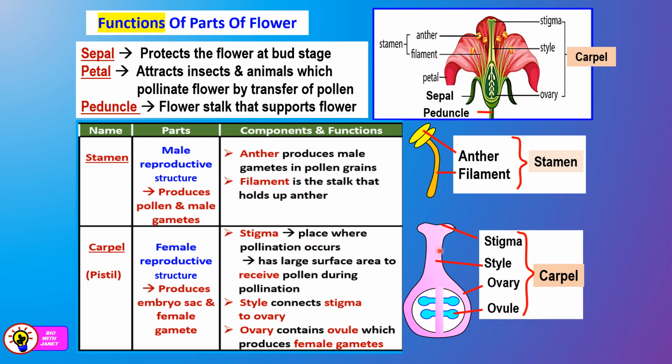The functions of parts of the carpel. The stigma is the place where pollination occurs, where the pollen grain will land. It has a large surface area to receive the pollen during pollination. Another adaptation is that it has hairs on its surface to trap the pollen grains, so that the pollen grains will not be blown away by the wind. Now, the style connects the stigma to the ovary, and the ovary contains ovules, which produce the female gametes and the embryo sac.